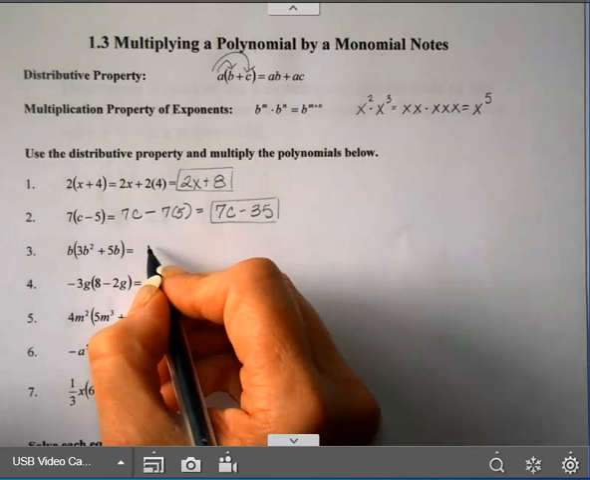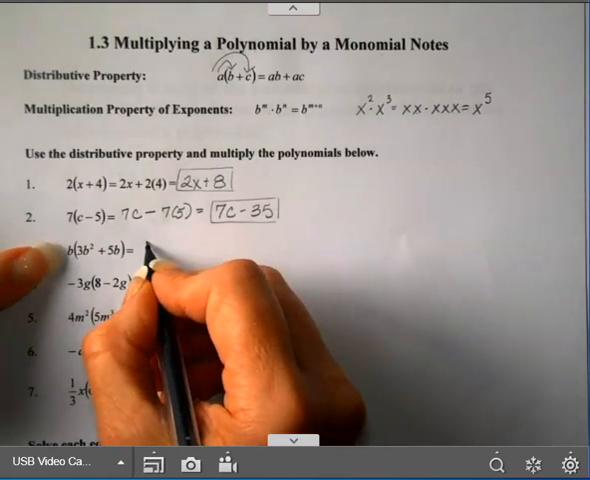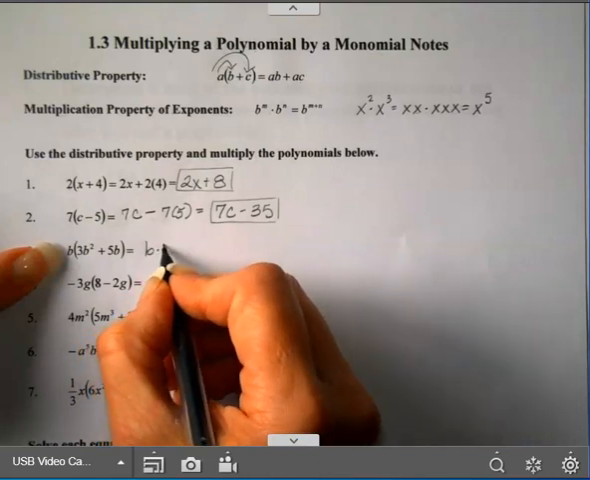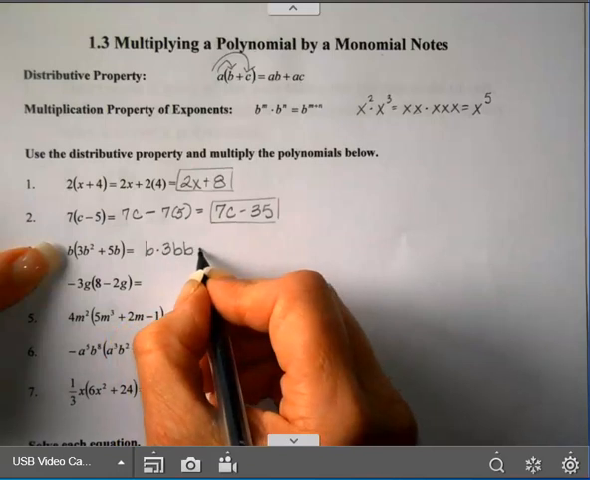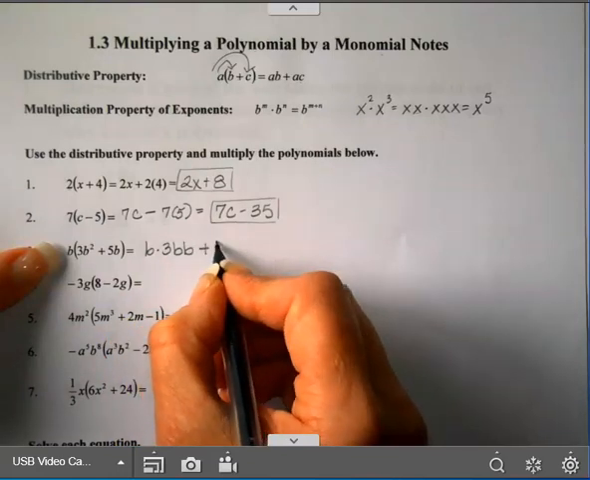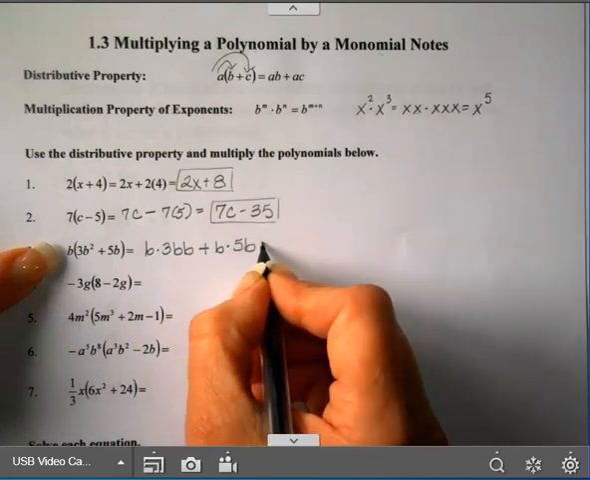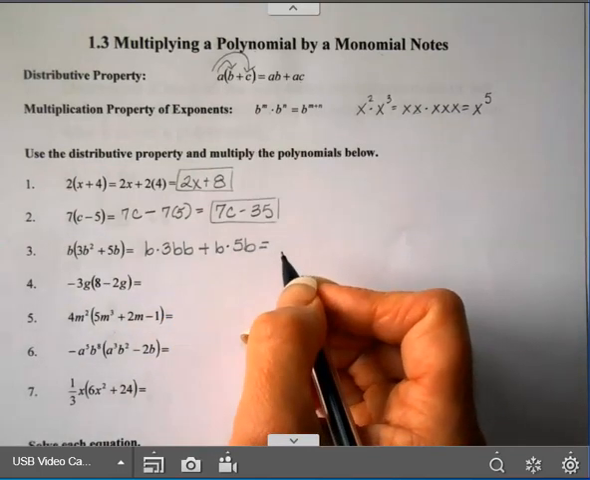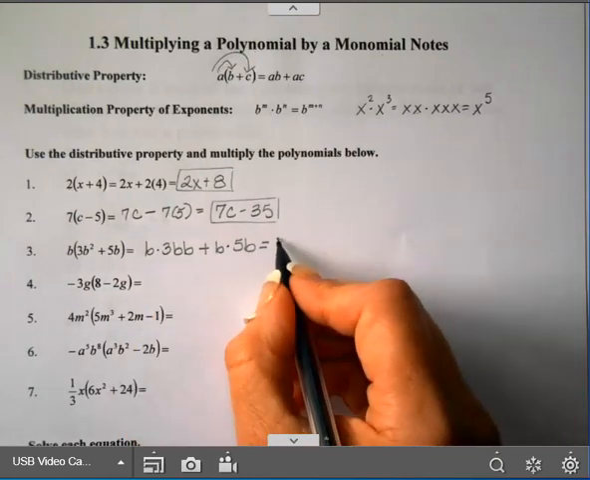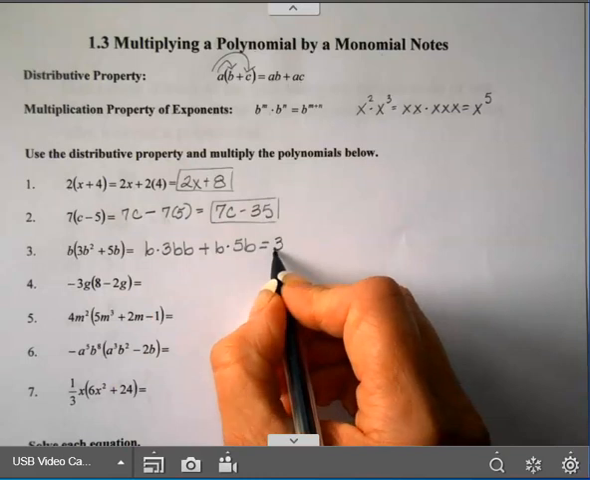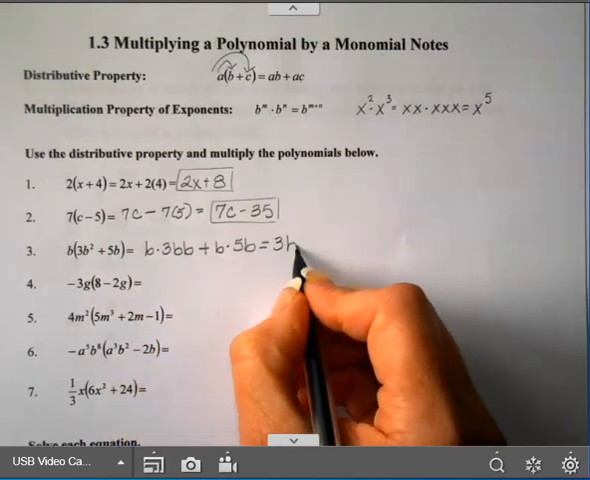For the next one, I have b times 3b squared. I'm going to write b squared as bb, plus b times 5b. And I'm okay if you skip this middle step. This gives me 3, you put your coefficient first, and then I have a b times a b times a b, so that's b to the third.